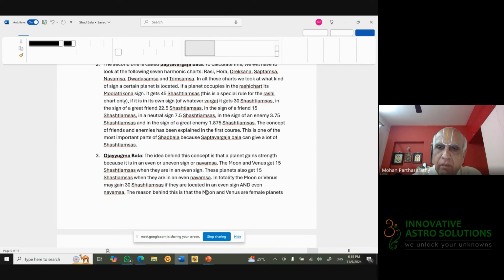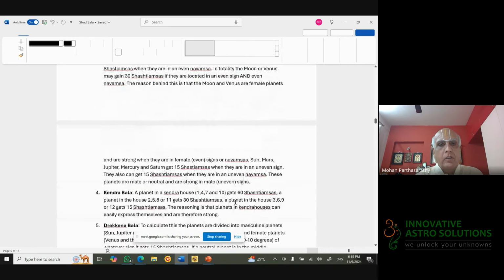They are located in an even sign in Rasi as well as in Navamsa. The reason behind this is that the Moon and Venus are female planets and are strong when they are in female signs, that is even signs and Navamsas. Sun, Mars, Jupiter, Mercury and Saturn get 15 Shashti Amsas when they are in an odd sign, and they get 15 Shashti Amsas when they are in odd signs of Navamsa. These planets are male or neutral, and are strong in male signs.